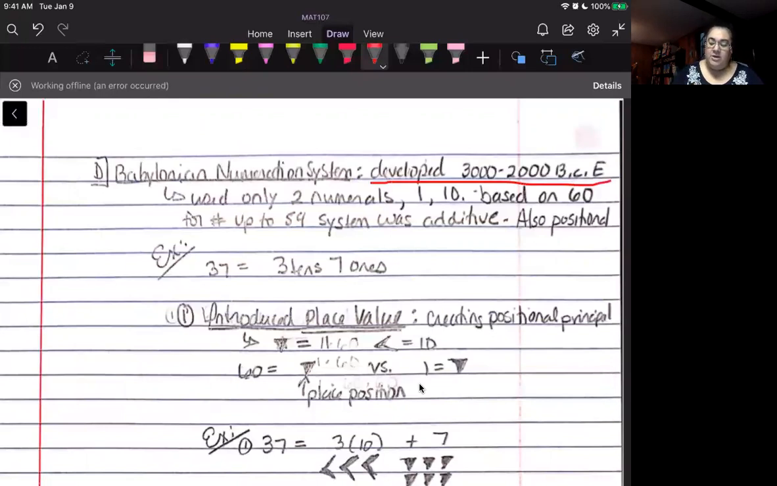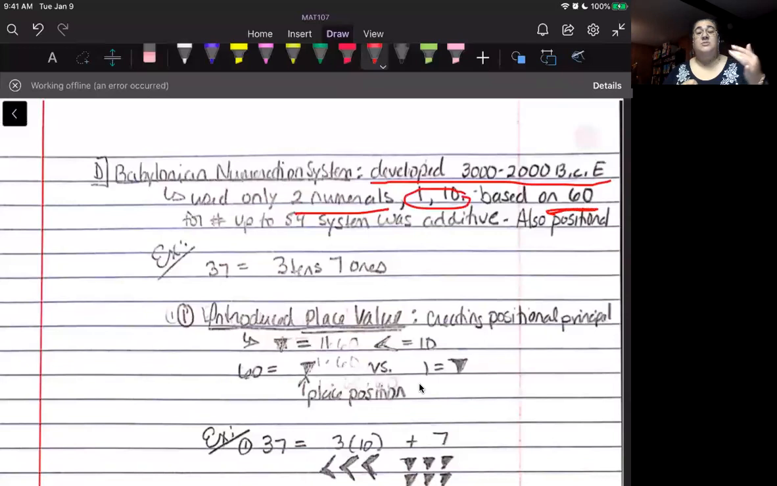Now, it only used two numerals, two basic symbols, okay? There was a symbol for 1 and a symbol for 10. One of the big differences here is that their system was based on the number 60. The systems we've discussed till now, including ours today, were based on 10. That's how we do our groupings.